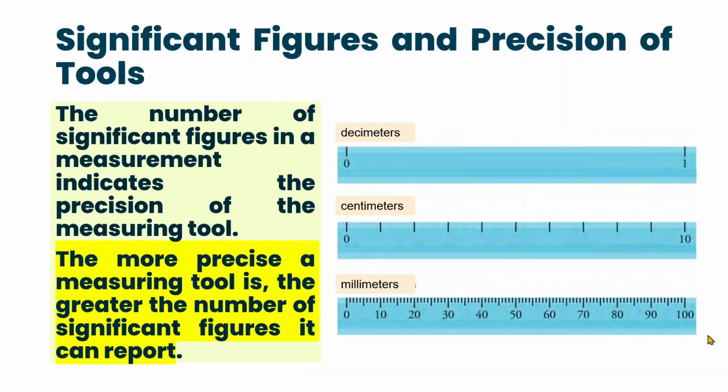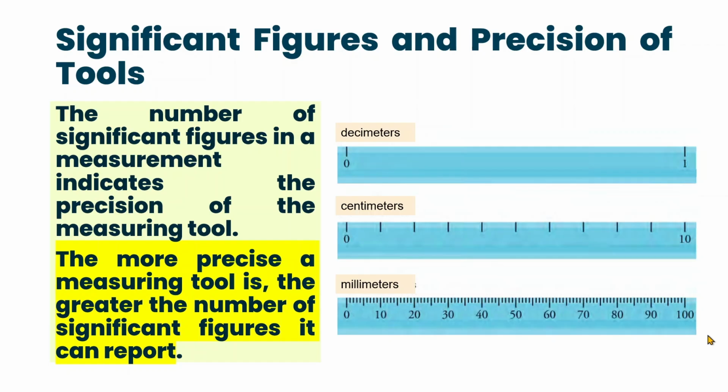Before we talk about uncertainty, it's very important to represent the measurement in terms of its quantitative value. So we will be talking about significant figures in this portion. The number of significant figures in a measurement indicates the precision of the measuring tool. So the more precise the measuring tool is, the greater the number of significant figures it can report.